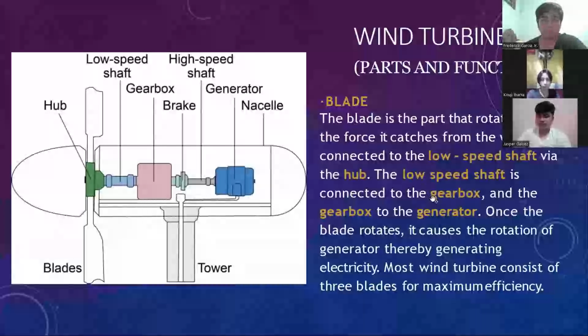So the blade is the part that rotates due to the force it catches from the wind. It is connected to the low speed shaft via the hub. The low speed shaft is connected to the gearbox, and the gearbox to the generator. Once the blade rotates, it causes the rotation of the generator, thereby generating electricity. Most wind turbines consist of 3 blades for maximum efficiency.